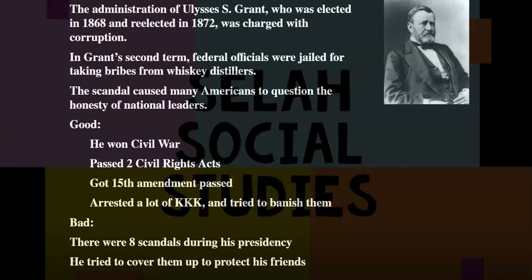Unfortunately, even with all the good things Grant did as a president, his administration was known for corruption. Overall, there were 8 scandals during Grant's presidency, and as a result, many Americans began to question the honesty of their political leaders. In Grant's second term, there were 2 corrupt scandals that truly hurt Grant and his administration.